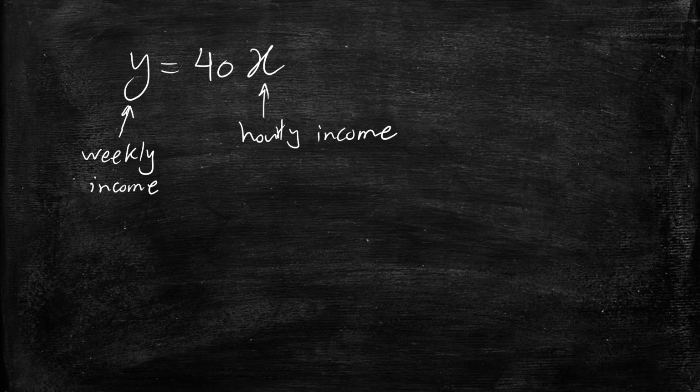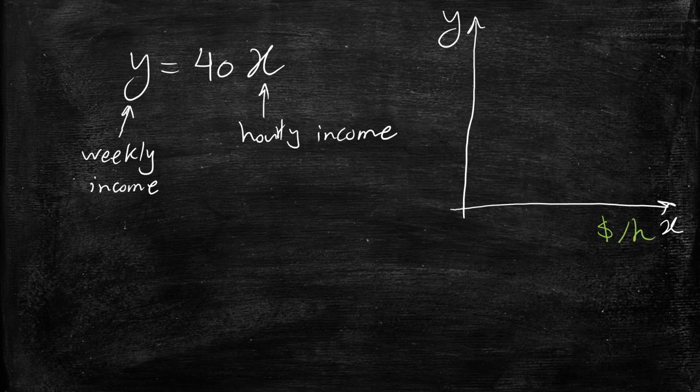For example, let's say this axis is the y-axis and this axis is the x-axis. So the x-axis is dollars per hour. The y-axis is dollars per week. Just so we remember. We can put different points on this graph. In our table we start with 15, 30, 60, and so on. You can have as many points as you want.